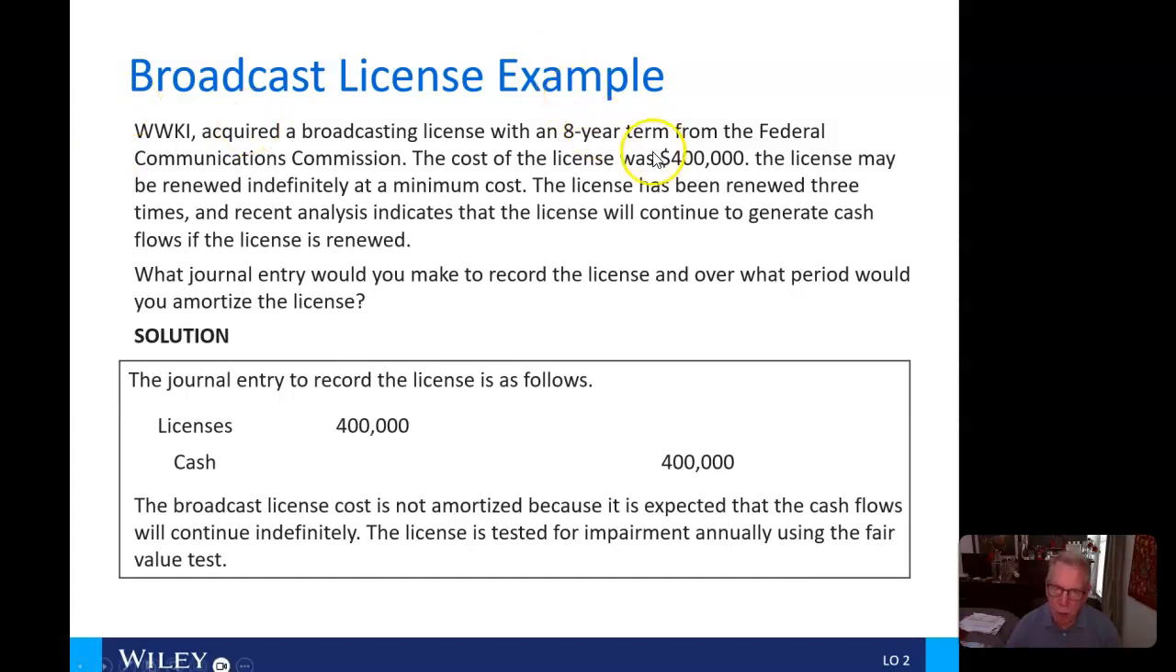So we paid $400,000 for the license. We'll debit licenses and credit cash. Pretty straightforward there. But the broadcast license is not amortized because it is expected that the cash flows will continue indefinitely. The license is tested for impairment annually using the fair value test.